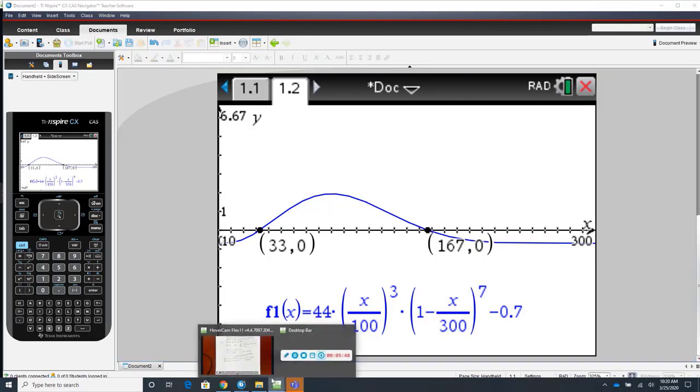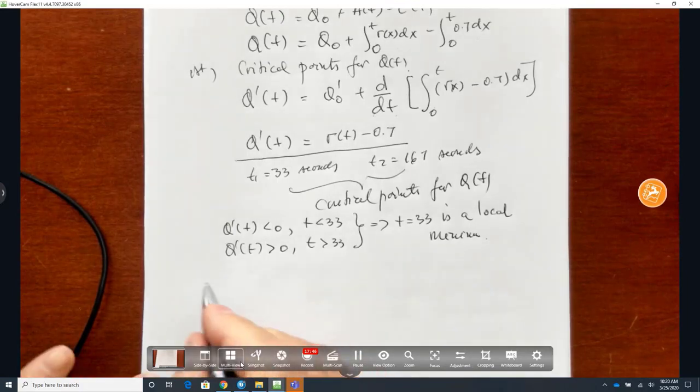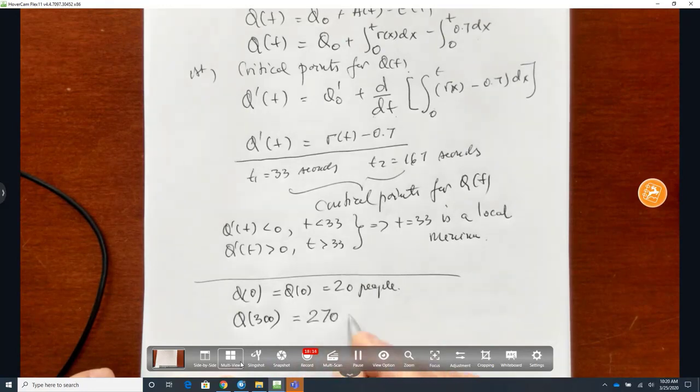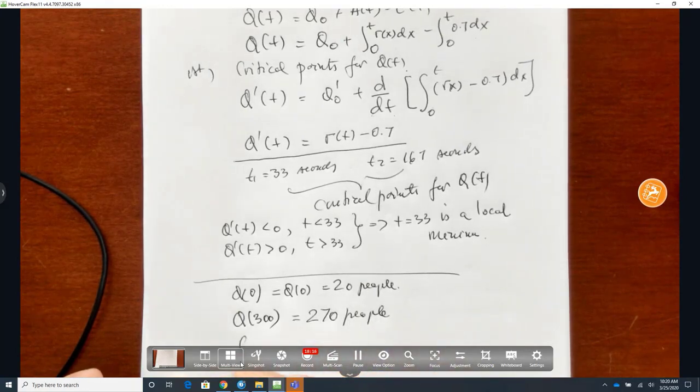Let's go back to our notes, and based on the extreme value theorem, I need to compare now the values of q of t at the endpoints. So for 0, which I know is q0, it's 20 people. The value of this expression at 300 seconds, which I figured out was 270 people. And I need to figure out q of 33.